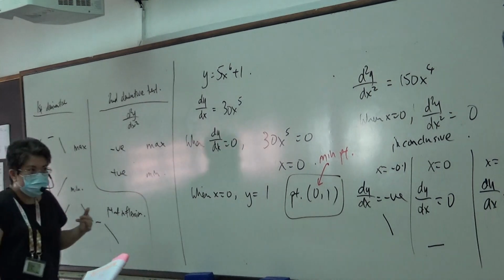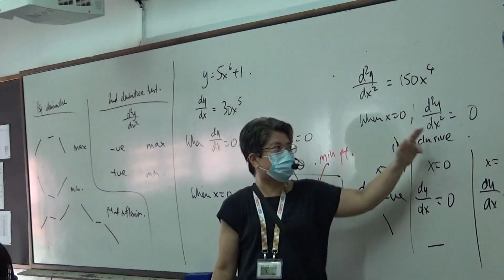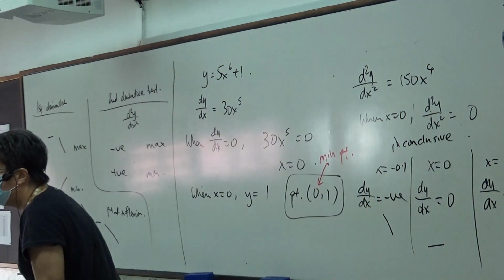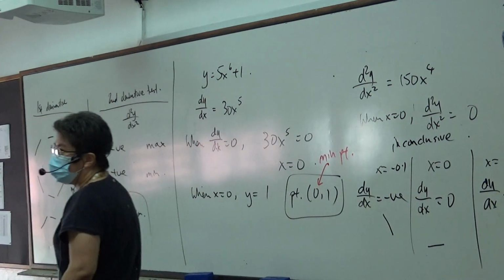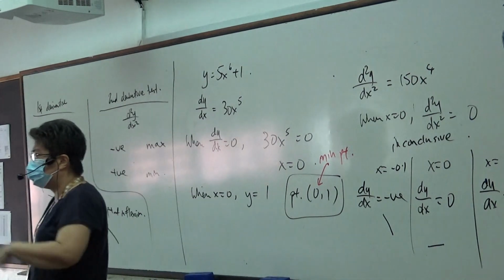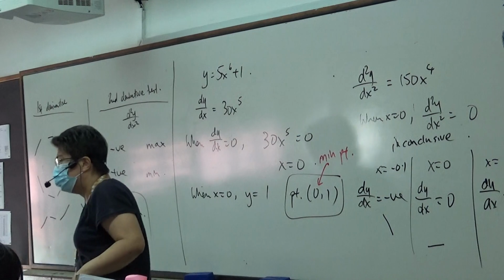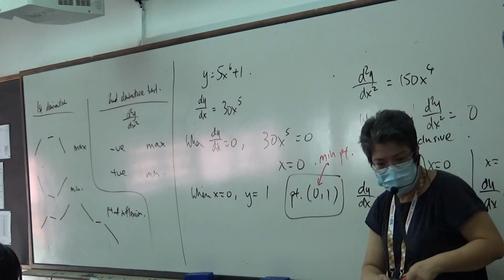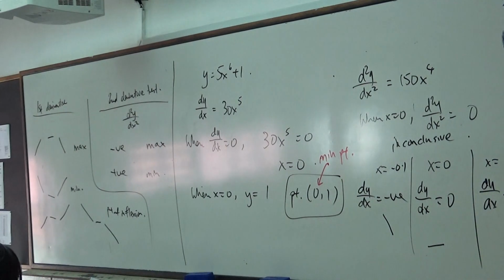So, let me just say this. If d2y/dx squared is 0, it's inconclusive, you've got to go back to the first derivative. Everybody clear? So, my advice is, if dy/dx is already very complicated, don't do d2y already, you die. Straight away plug in the first derivative. Are we okay so far? I just want you to have the basics first.